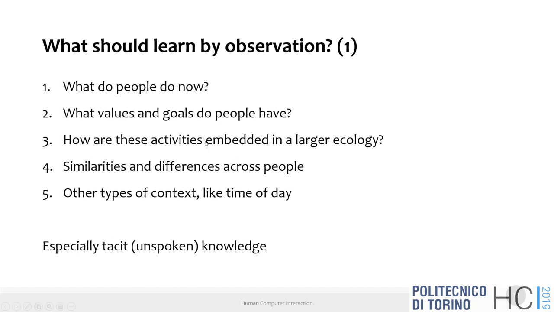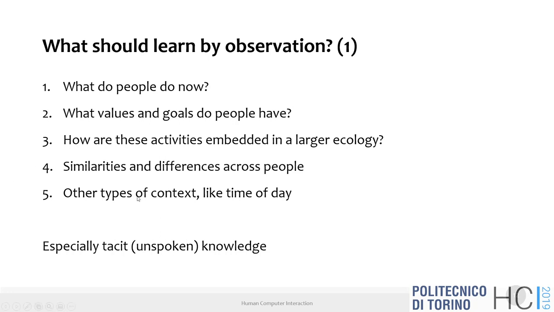This is a strange question. How are the activities embedded in a larger ecology? What does it mean? It simply means that no one is doing an action in isolation. They work in a group, in a company, so they are doing something with a person. There's a group of persons, the other people around them, and so they are part of a process that also involves other people. So you should also take into account the interactions that they have with other people or with other artifacts in the environment.